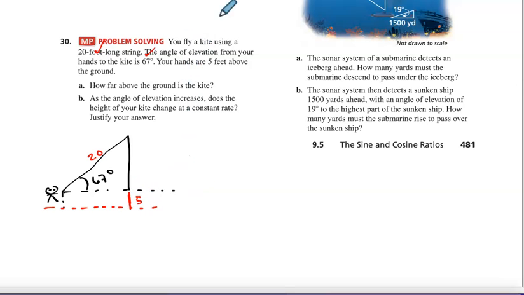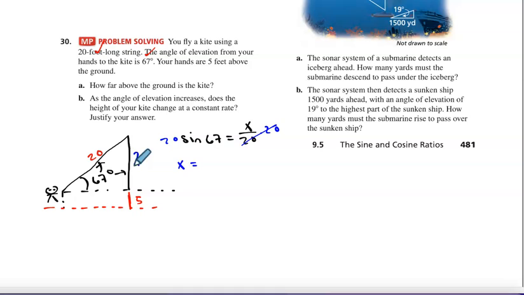How far above the ground is the kite? So my angle of elevation is at my eyes. I'm holding it. So I need this piece here, which I don't know, and then whatever that is, plus another 5 feet, because that's where I'm holding it from. So when I think about this, I have the opposite and my hypotenuse. So I'm going to use my sine here. The sine of 67 is equal to the opposite, which is unknown, over what I do know, my hypotenuse. Simple multiplying by 20 on both sides crosses that out.